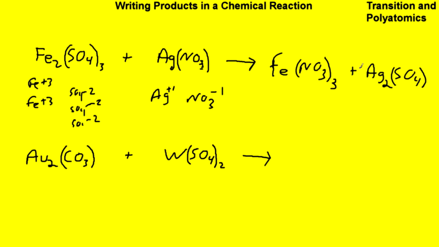All right, let's balance these guys out. Let's see what we have here. We have 3 nitrates, so we're going to need a 3 here for the silver. Oh, but wait a second. It looks like I have a 2 here, so I'm going to get rid of that 3. And we're going to have to make this a 6.